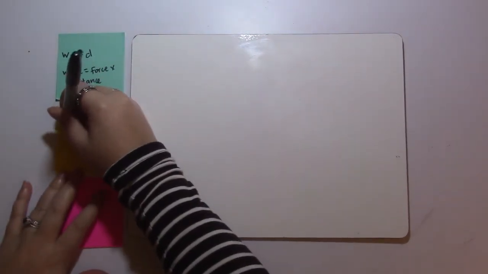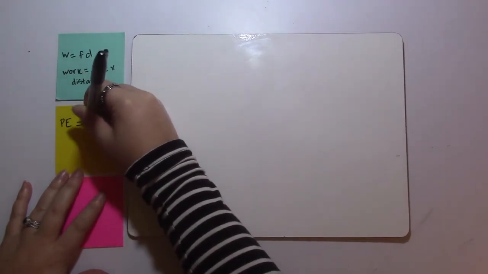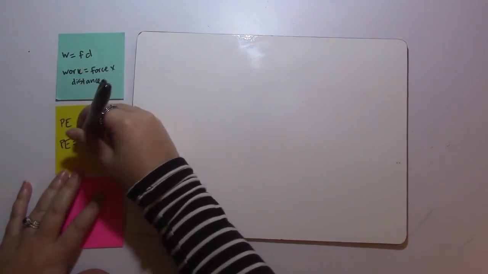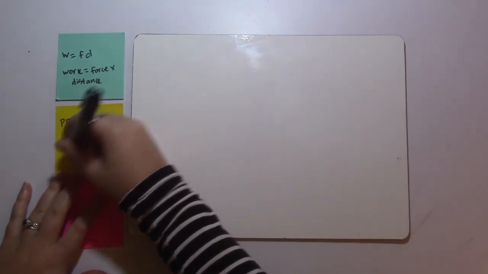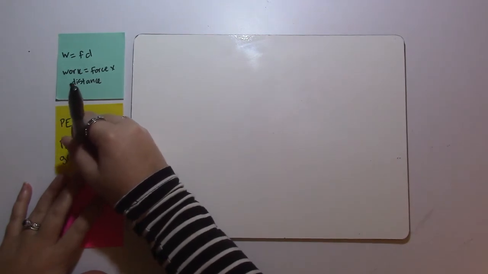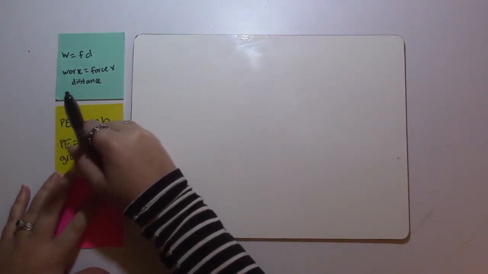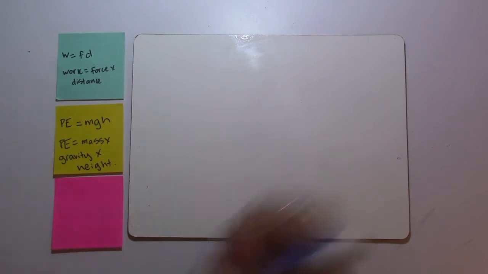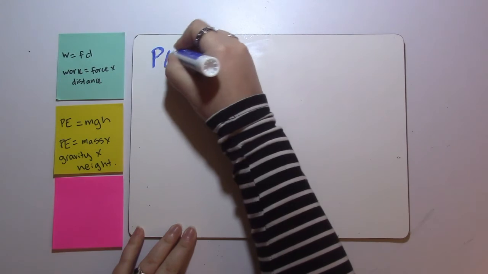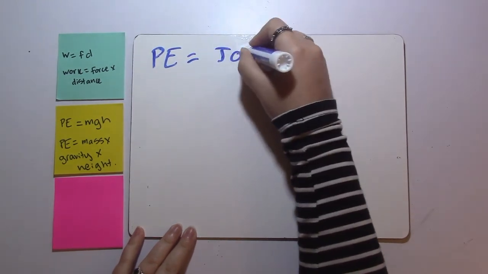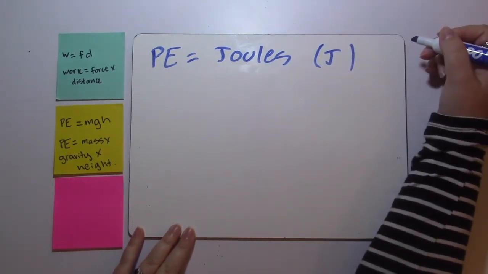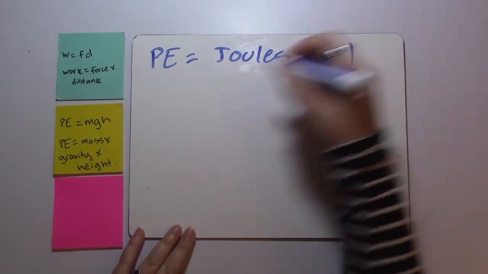That equation is PE equals mgh, or potential energy is equal to mass times gravity times height. Before we jump into actually doing the equation, I want to explain the units we're using first. So potential energy is going to be measured in joules, which is abbreviated as a J. So it's the same as the unit we use to calculate work.